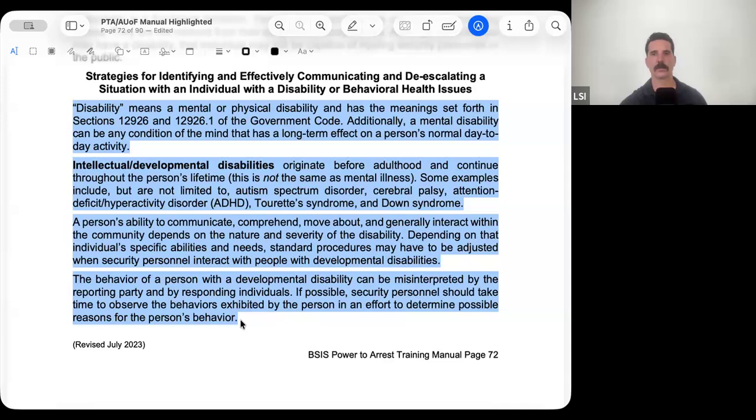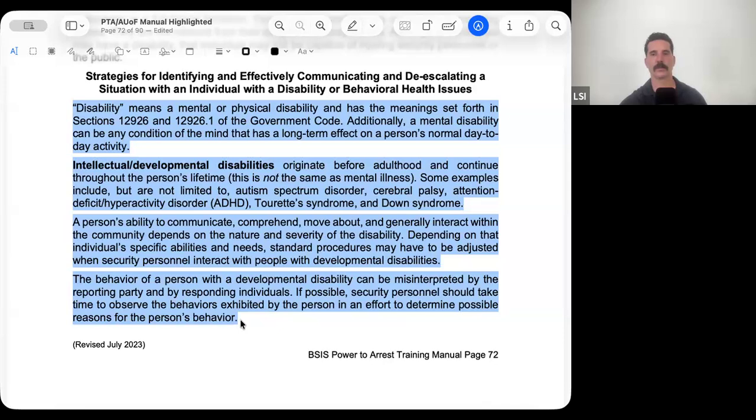Some examples include, but are not limited to, autism spectrum disorder, cerebral palsy, attention deficit hyperactivity disorder, ADHD, Tourette syndrome, and Down syndrome. A person's ability to communicate, comprehend, move about, and generally interact within the community depends on the nature and severity of the disability. Depending on that, individual specific abilities and needs, standard procedures may have to be adjusted.